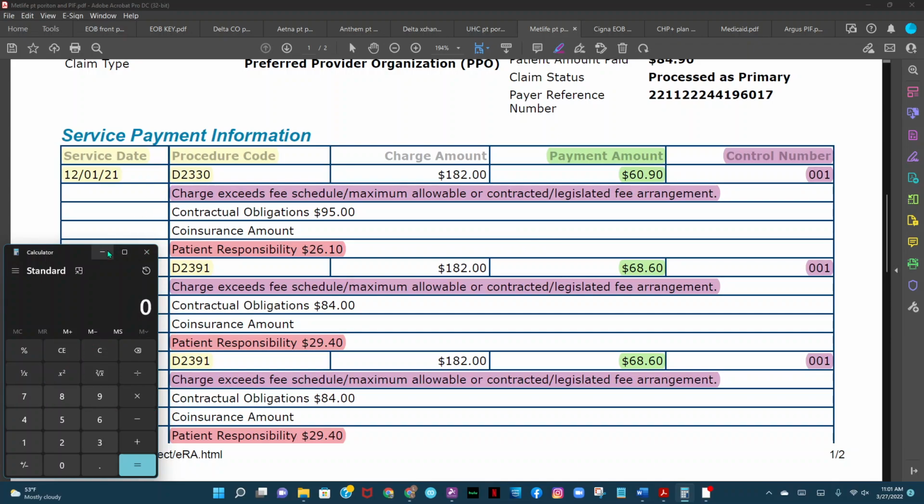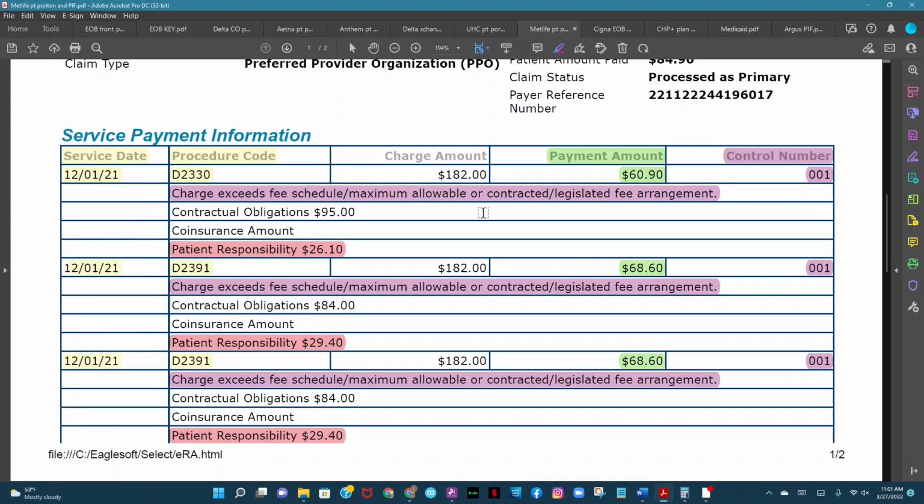So the information is there, it's just not specifically written out. In order to check these codes in EqualSoft, you will have to do a little bit of math to make sure that the fee amounts in EqualSoft are correct. You could do it one of two ways: subtract the contractual amounts from the charge amount, or add the payment amount and the patient responsibility. Either way, the total should match. You can always double check by doing both.